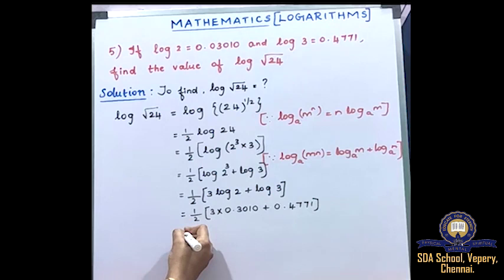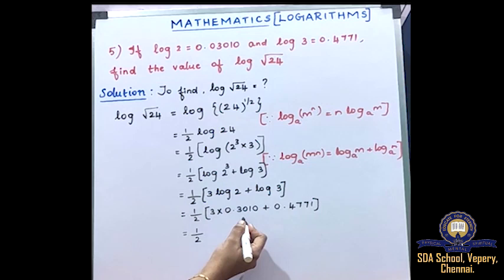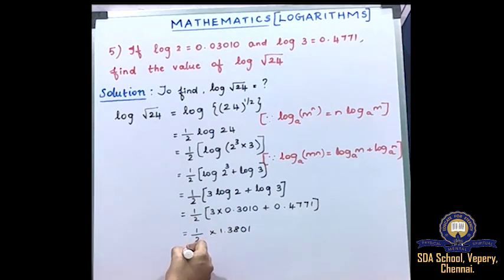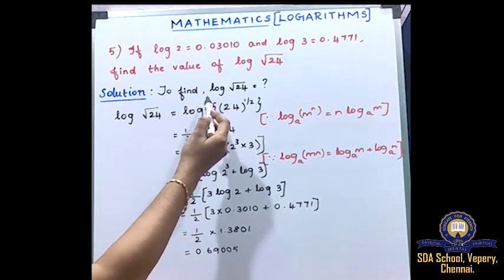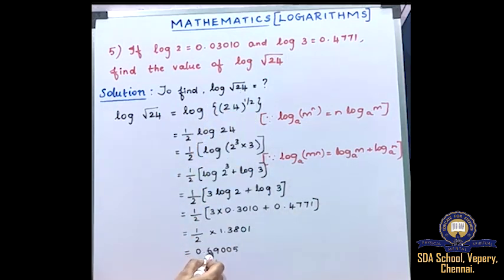So, we have substituted log 2 and log 3 value from the question. So, now if you multiply these two terms and if you add both the terms together, you will get 1.3801. Now, when you cancel these two terms, you will get the answer to be 0.69005. So now we have got the value of log root 24 to be 0.69005.